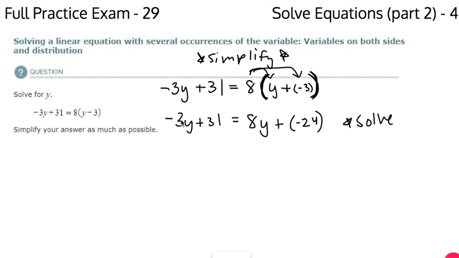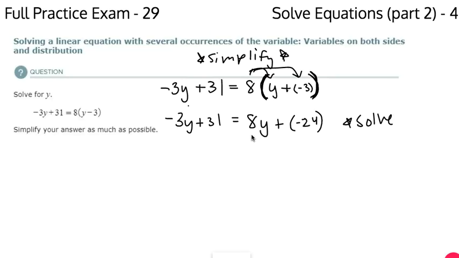I need to get my variables on one side, my constants on the other side. So variables on one side, constants on the other. You decide where you want them to go. Do you want the variables on the left or the variables on the right? I like having the variables on the left and my constants on the right, but it's up to you, okay? I also like to use some strategy when I solve, but you don't have to. As long as you follow the math rules of solving and you get the variables on one side and the constants on the other, you're set.